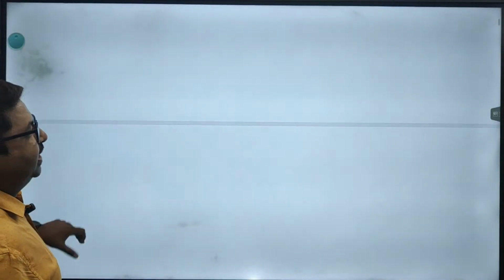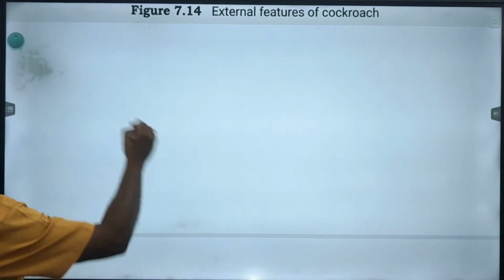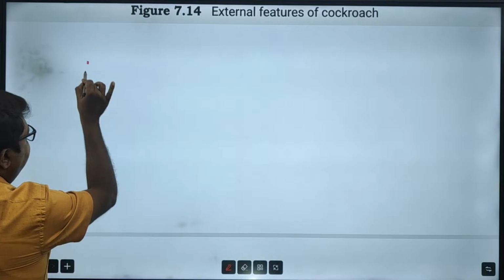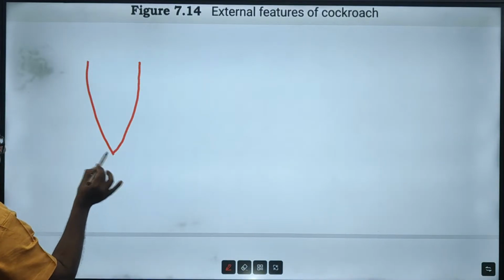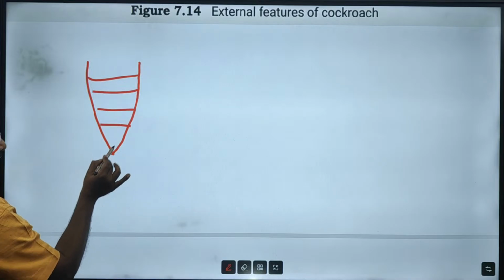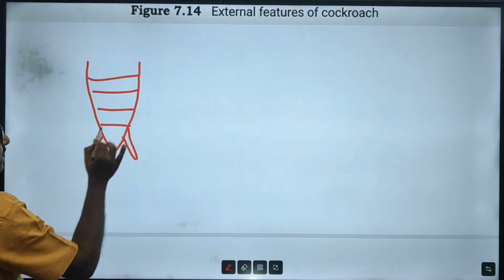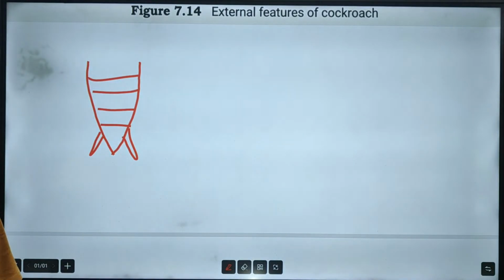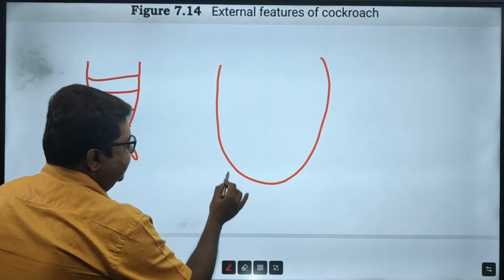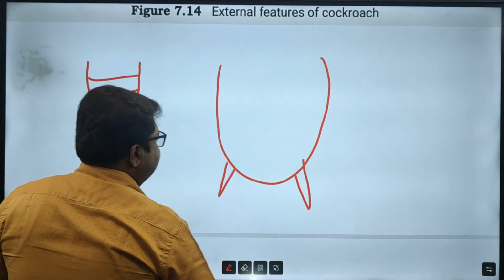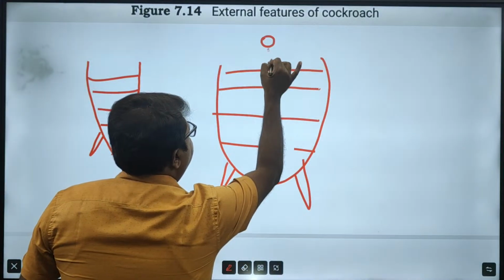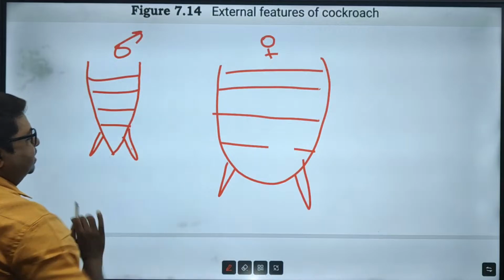Tell me the difference between male cockroach and female cockroach. Abdomen is the area. This is abdomen. If the abdomen is having pointed ends, then this is a male cockroach. If the abdomen is like this, blunt ends, what are these two? Anal cerci. So blunt end means it's a female and pointed ends is male.